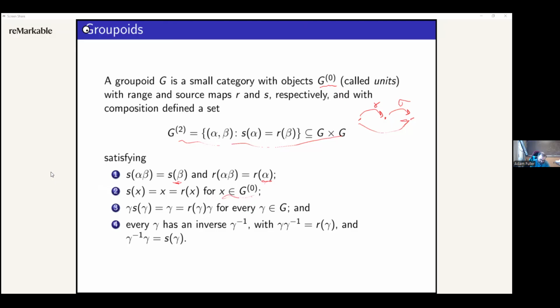And we can always compose an element by a unit on either side, that unit being the source of gamma on the right, the range of gamma on the left. And we always have inverses. So this is called a groupoid. If there was only one unit, this would be a group. When there's more than one unit, you have a groupoid. I'll give an example in a minute of a more useful example that's not a group.